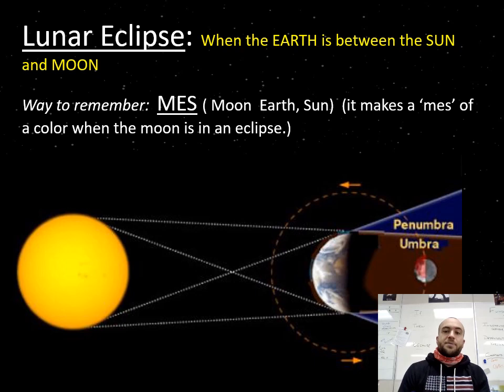So what is a lunar eclipse? It's when the Earth is between the sun and the moon. And the way to remember that, kind of the trick: if EMS is the solar eclipse, I need an EMS because I can't look at the sun. MES, because the moon makes a mess of color when the moon is eclipsed, right?